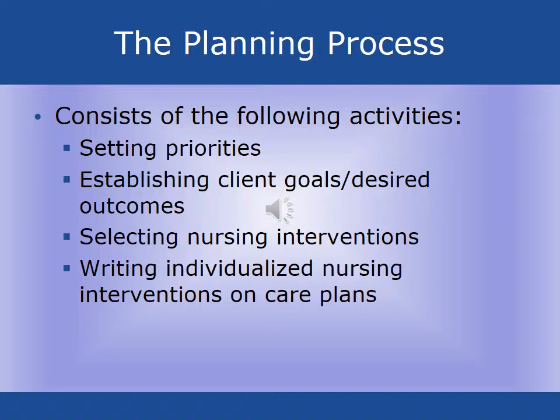So the things we're looking at in the planning process is, one, we're going to set priorities. We're going to establish client goals or desired outcomes. Or another way to say this is, what do we want to happen for the client? What is our desired outcome? What is our goal? We select their nursing interventions, and then we write individualized nursing interventions based on a plan of care.